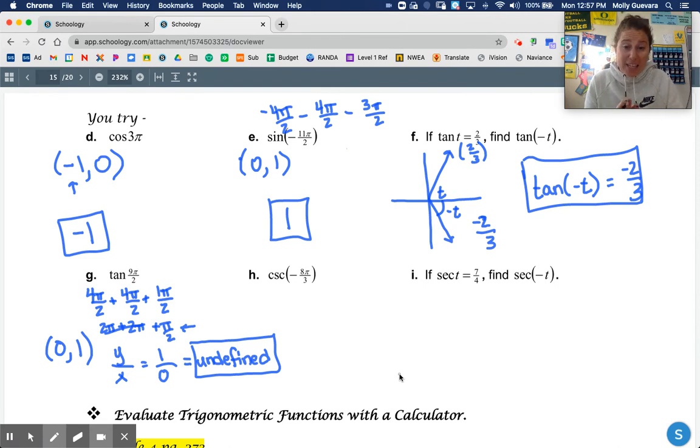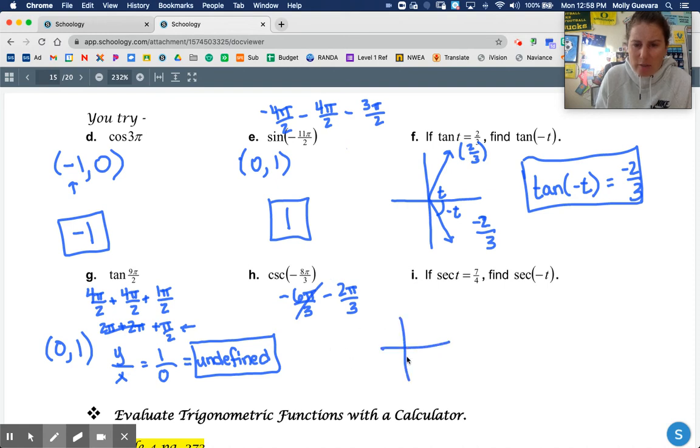For h, I have cosecant of negative 8 pi over 3. So again, I know that negative 6 pi over 3 is 2 pi. So that's all the way around. And then I have another 2 pi over 3. So again, this is all the way around. I don't really care about that. So negative 2 pi over 3, there's 1 pi over 3 and 2 pi over 3. It's somewhere here.